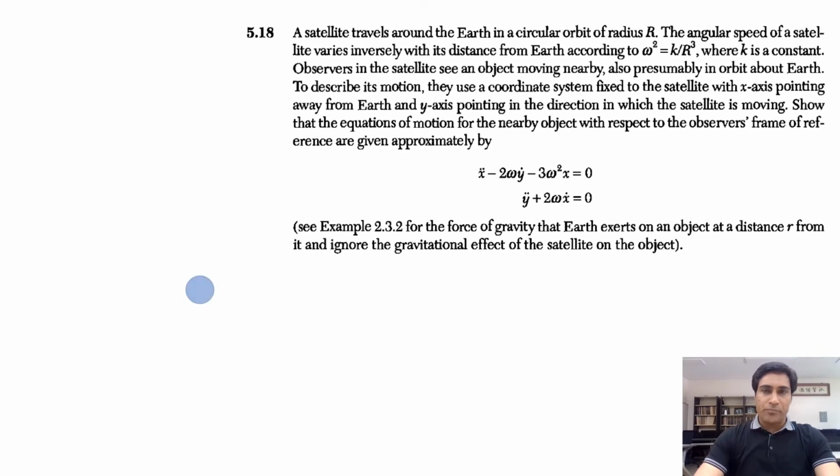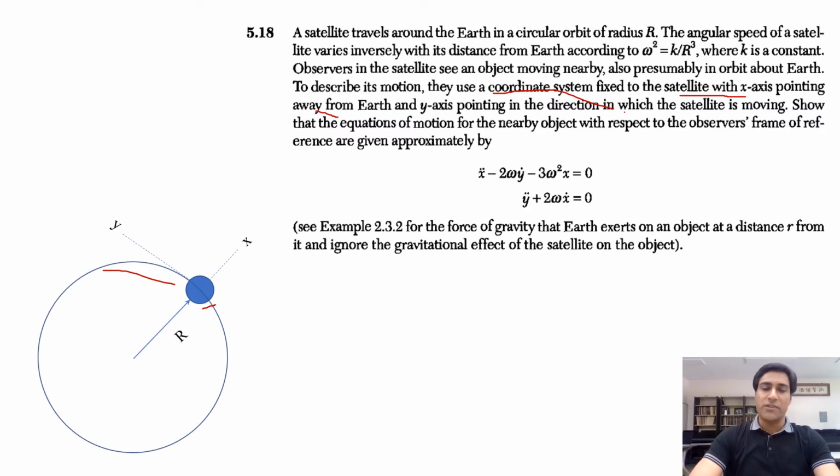So here you see I prepared one schematic. So this is the satellite. As they mentioned in the problem, they use the coordinate system fixed to the satellite with x-axis pointing away from the Earth and y-axis pointing in the direction in which the satellite is moving. So the satellite is moving in this direction here, and the distance of the satellite from the Earth is r.